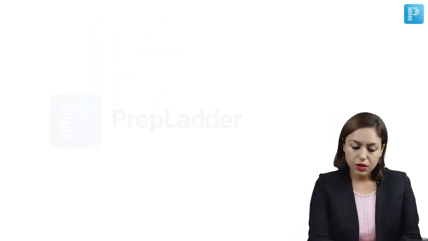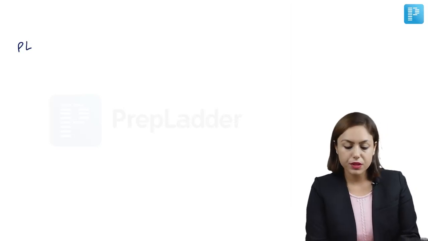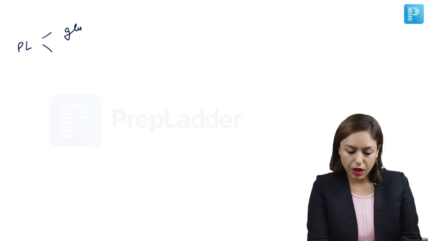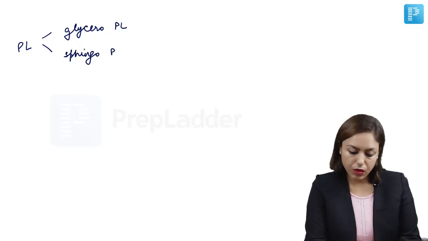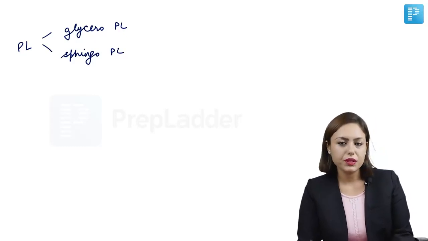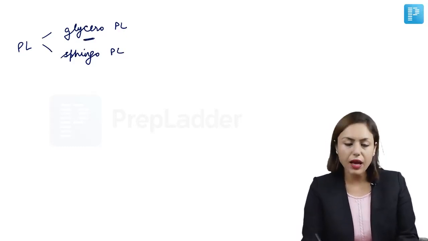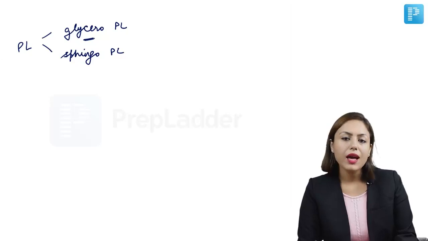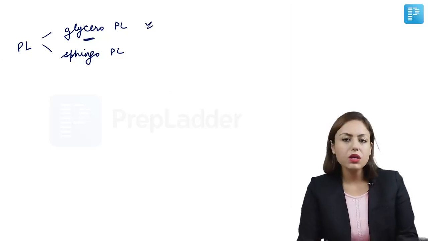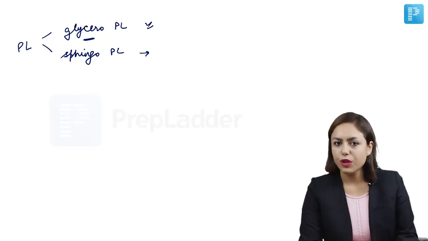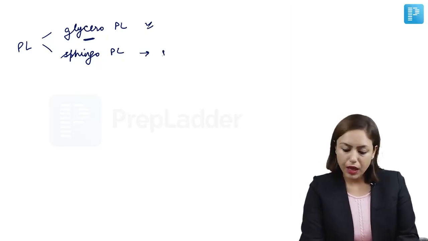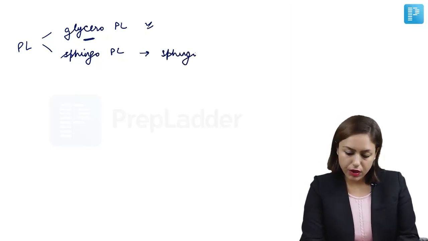Now next let's do types of phospholipids. Phospholipids are of two types, glycerophospholipids and sphingophospholipids. Glycero means the alcohol is glycerol. Until now we have done all the glycerophospholipids. Another category is sphingophospholipid, in which the alcohol is sphingosine.